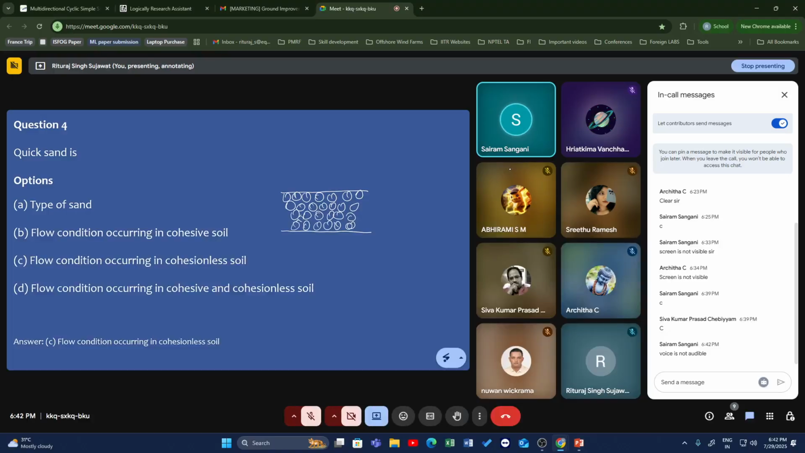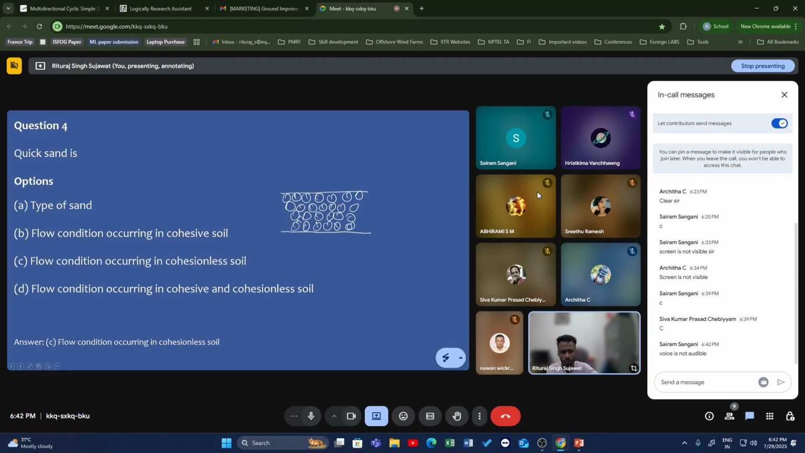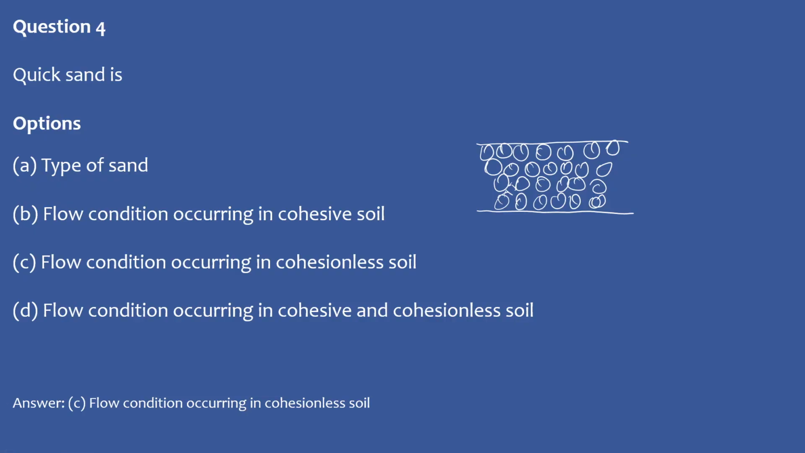Voice is not audible, sir. Yeah, sorry for that. Let me explain this again. So this is your soil matrix. Your soil matrix basically consists of your soil particles as well as the voids, which have water as well as air. So there is a certain condition.